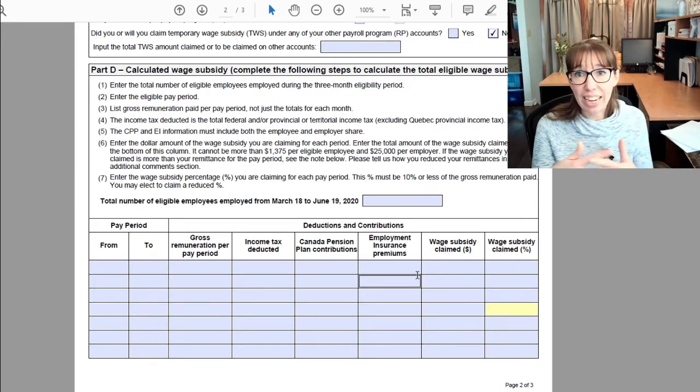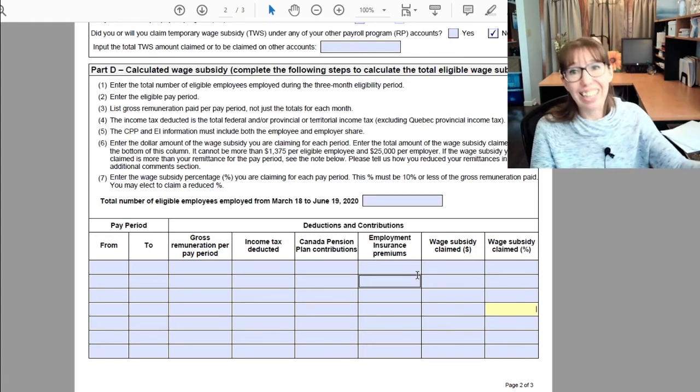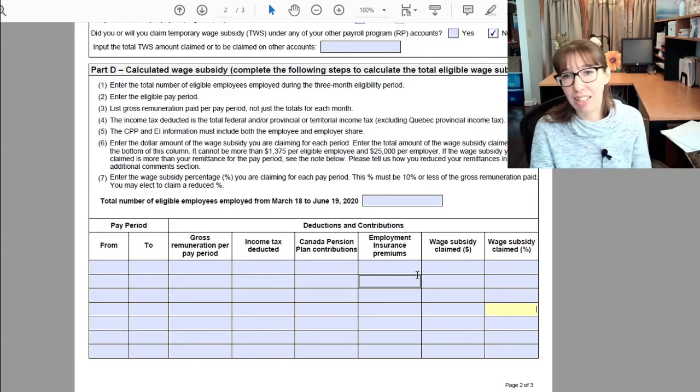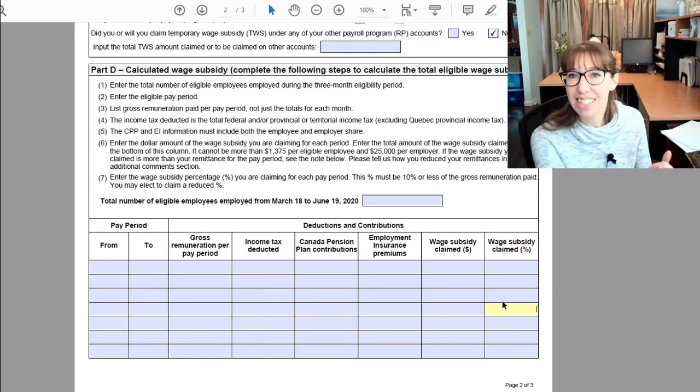And in this way, CRA will know, okay, so they got all of it through the CEWS portal. They didn't get any of it through the TWS, and that's why these two columns even actually exist.